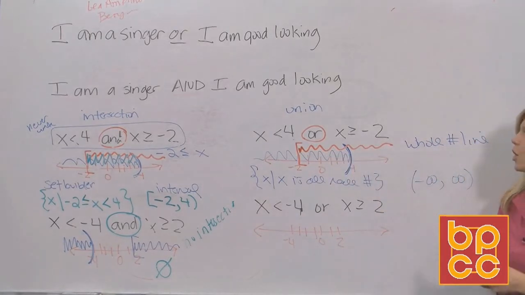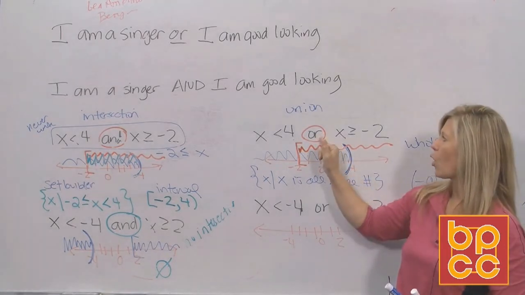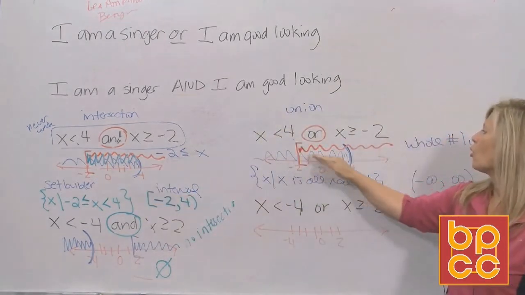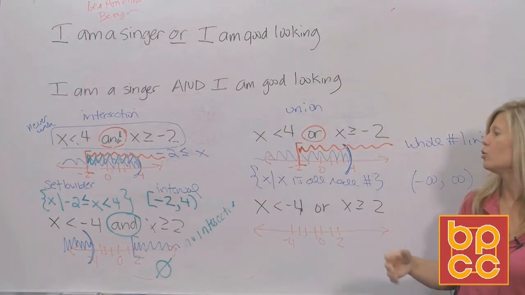So it's not drawing the picture. It's looking at the word and telling yourself, do you want an intersection? I'd have the word and, or do you want to unite the picture, what you shaded?